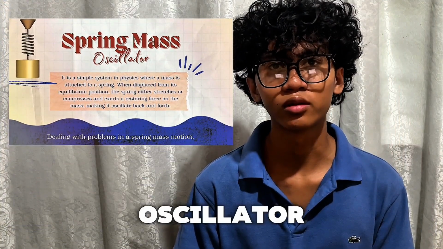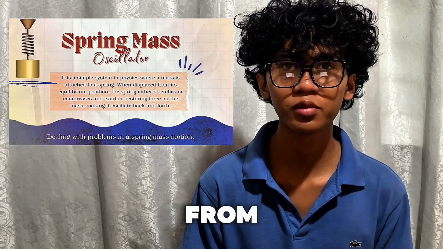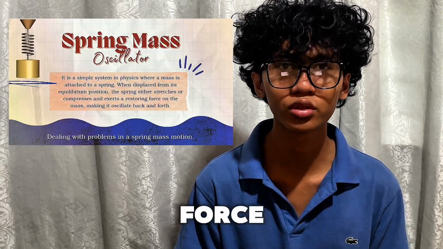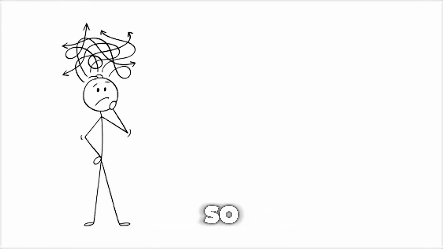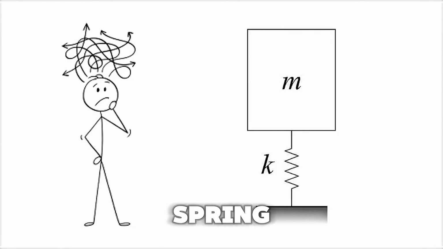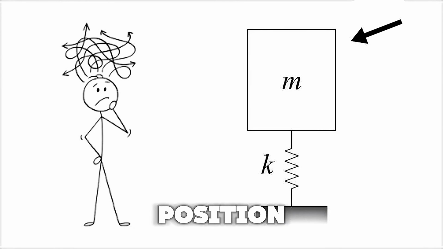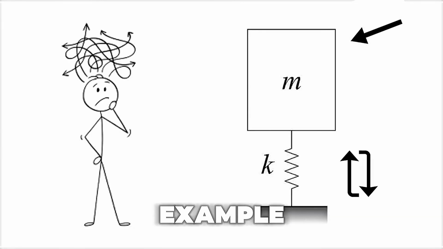Spring mass oscillator. So, it is a simple system in physics where a mass is attached to a spring. When displaced from its equilibrium position, the spring either stretches or compresses and exerts a restoring force on the mass, making it oscillate back and forth. I know you might be confused, so let's break it down. So basically, a spring mass oscillator is a system in physics kung saan may mass na nakatouch sa spring. Kapag ginalaw mo siya from its normal position, the spring creates a restoring force na nagkukos sa mass to move back and forth. It's a good example of harmonic motion kasi it shows kung paano nagbabalance yung force and movement in a system.